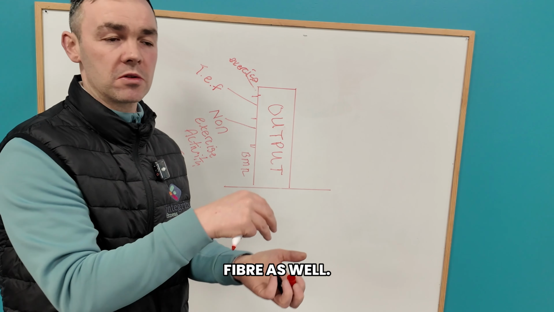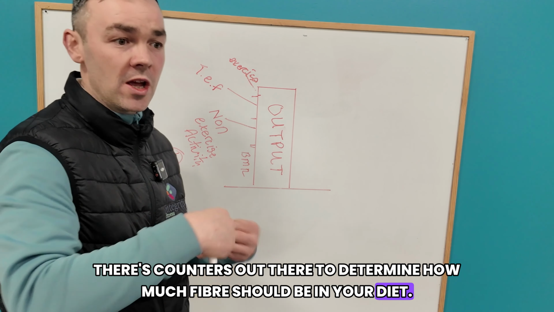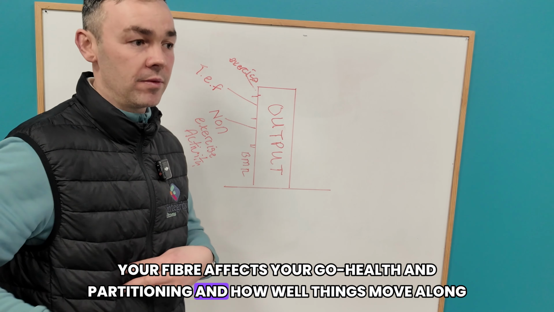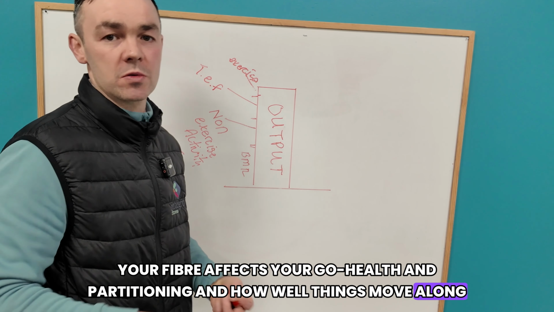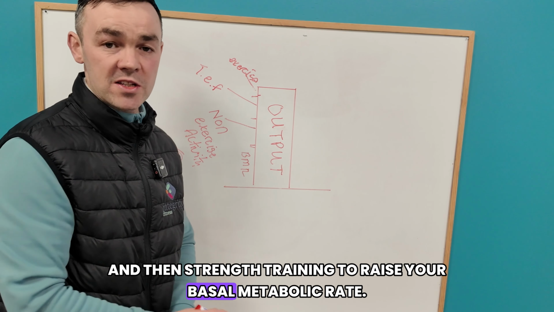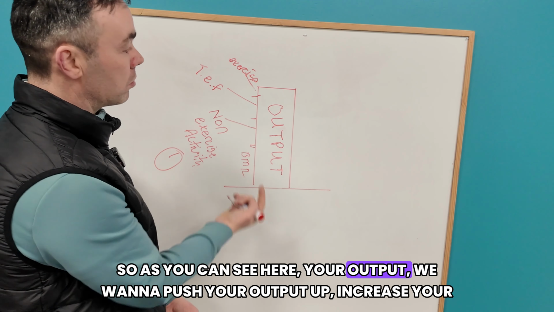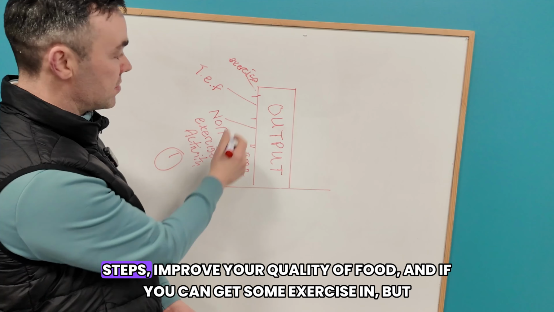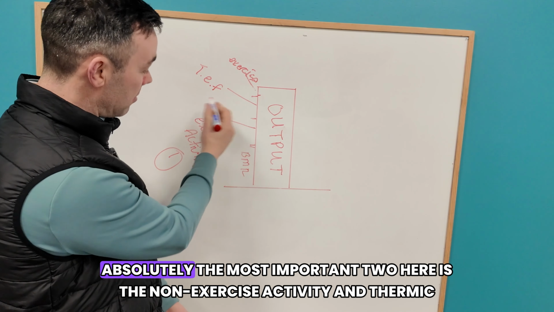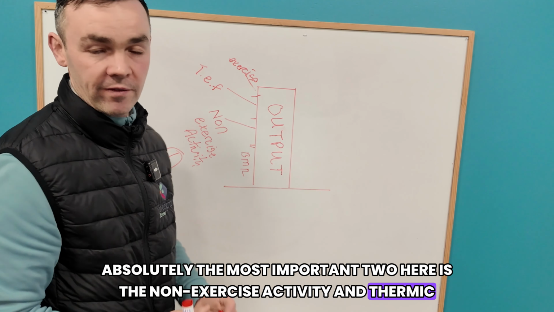Fibre as well. There's counters out there to determine how much fibre should be in your diet. Your fibre affects your gut health and partitioning and how well things move along as well. So fibre is also another important one. And then strength training to raise your basal metabolic rate, but that takes a long time. So as you can see here, we want to push your output up, increase your steps, improve your quality of food, and if you can, get some exercise in. But absolutely the most important two here is the non-exercise activity and thermic effect of food.